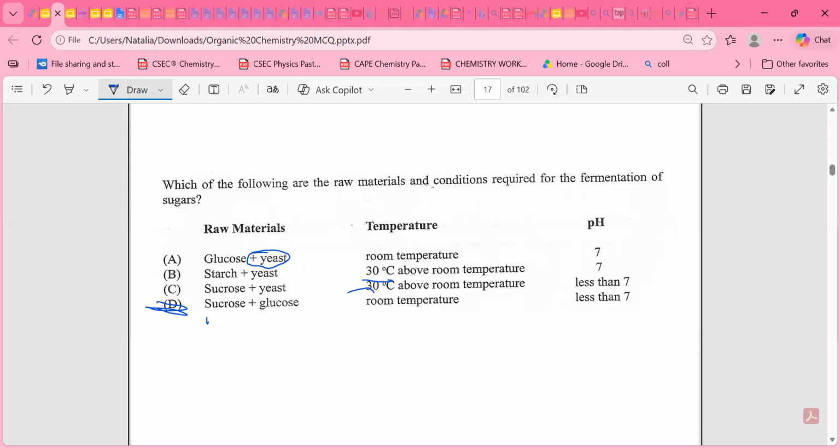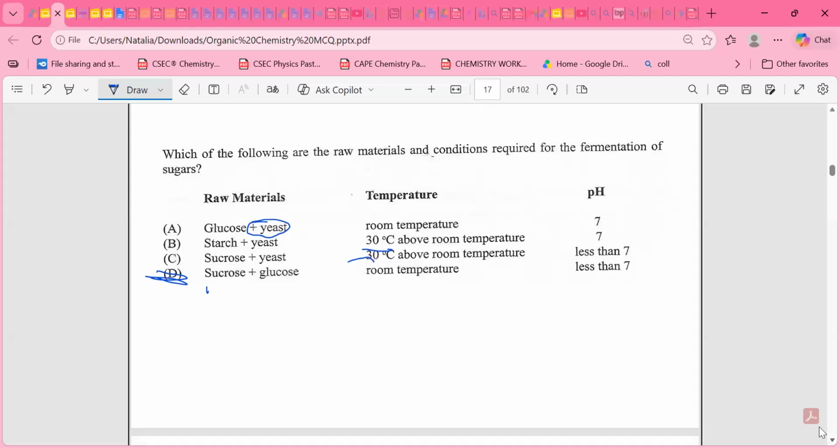And that's why I'm selecting it. Clear? Yes, miss.